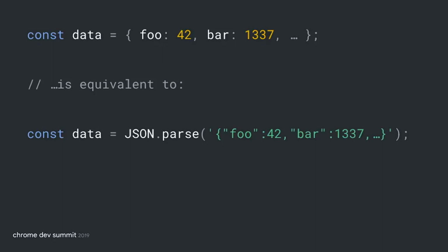Now, which of these two techniques do you think is faster? As it turns out, the JSON approach is significantly faster. This is a little surprising and counterintuitive. The JavaScript object literal feels like the more direct approach, whereas JSON.parse feels like an additional layer of indirection. Yet somehow, JSON.parse is much faster.